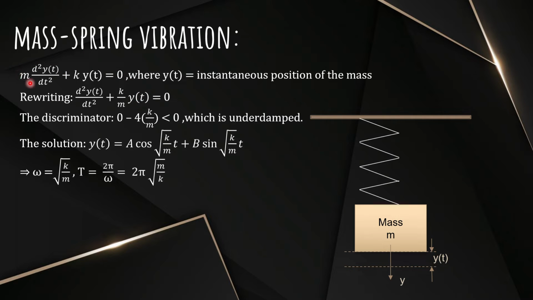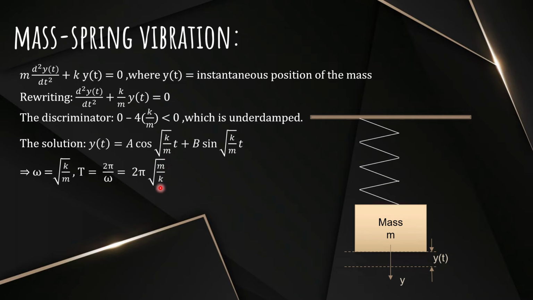And the mass spring vibrations formula is this one, and we rewrite it into this. So we get our discriminant is negative, which is underdamped. So the solution of this equation is a combination of cosine and sine. Then we get the period is 2 pi over omega, which is 2 pi times the root of m over k.